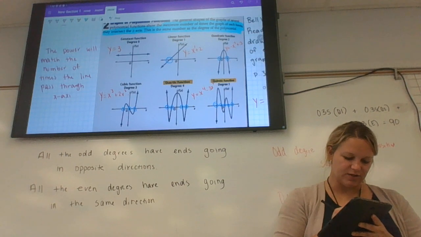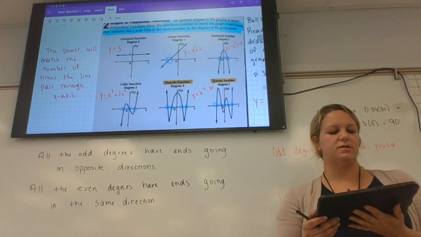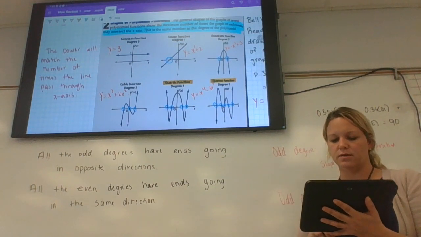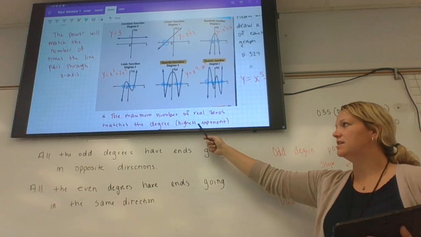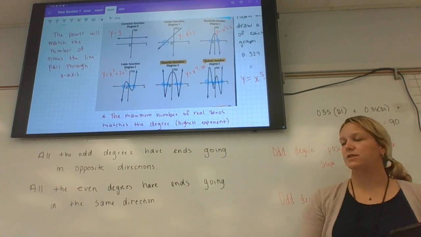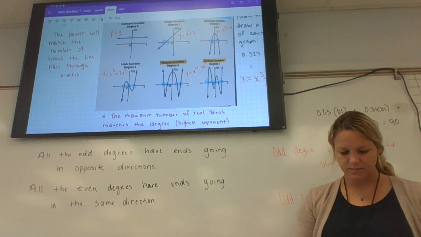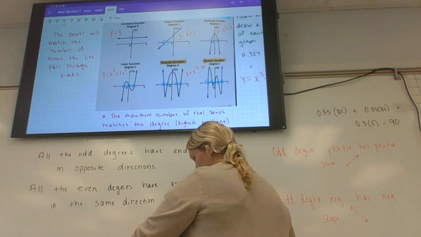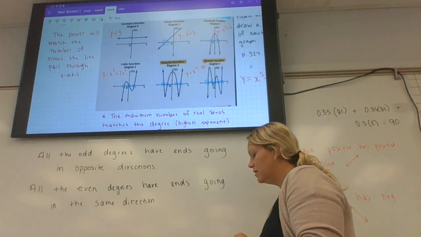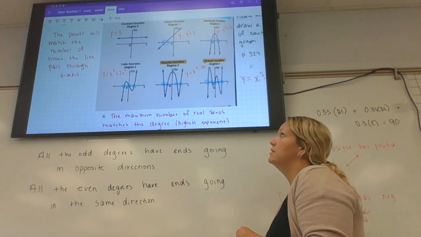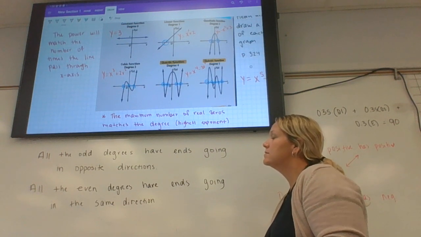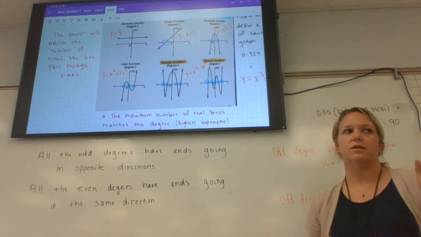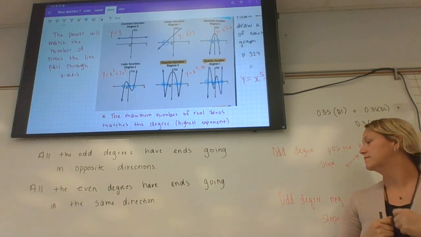Okay, thank you. You did it. The exponent matches the number of times the line passes through x. This is what I said. The maximum number of real zeros matches the degree. The textbook says it another way, so you have to kind of land on an understanding of it. And we're going to continue talking about this. So if you still don't get it, it's okay.